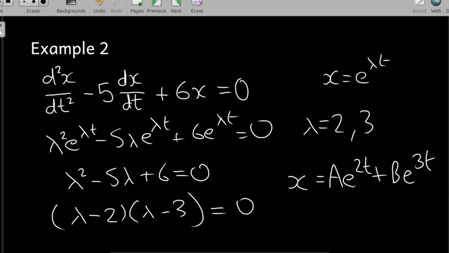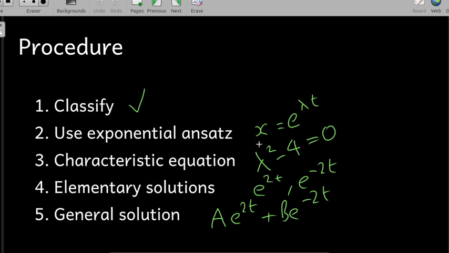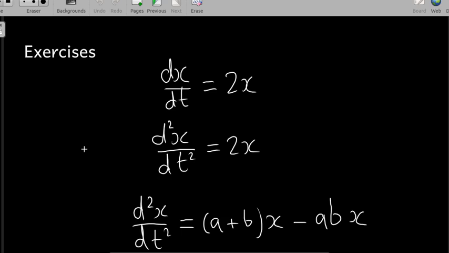Coming back to the method once more, what we see is: classify, use the exponential ansatz, find the characteristic equation, which is always a polynomial, which we can solve using, for example, the quadratic formula, find the elementary solutions, and then build the general solution. Okay, and this is how we solve any ODE which is linear and homogeneous and has constant coefficients. So finally, here are some exercises for you to work through. See if you can find the general solution for each of these ODEs.